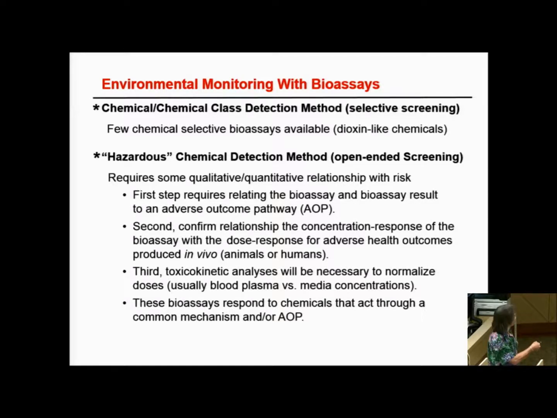The other thing becomes an issue of toxicokinetic analysis. When we are using these bioassays, they are in vitro. We have given concentrations. If we see an effect, what's its relevance to in vivo? Well, what we need to know is what would be, for example, blood levels of chemicals. How does that compare to the concentration necessary to produce a response in a bioassay? Is it comparable to blood levels? Then one would expect to see similar effects in the in vivo situation. The other issue is that we're looking at chemicals that work through a common pathway or a common adverse outcome pathway or mechanism.